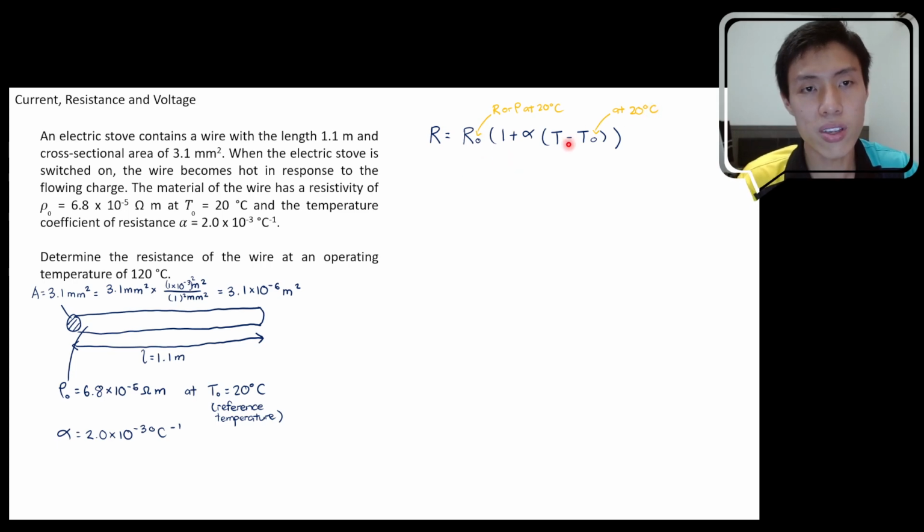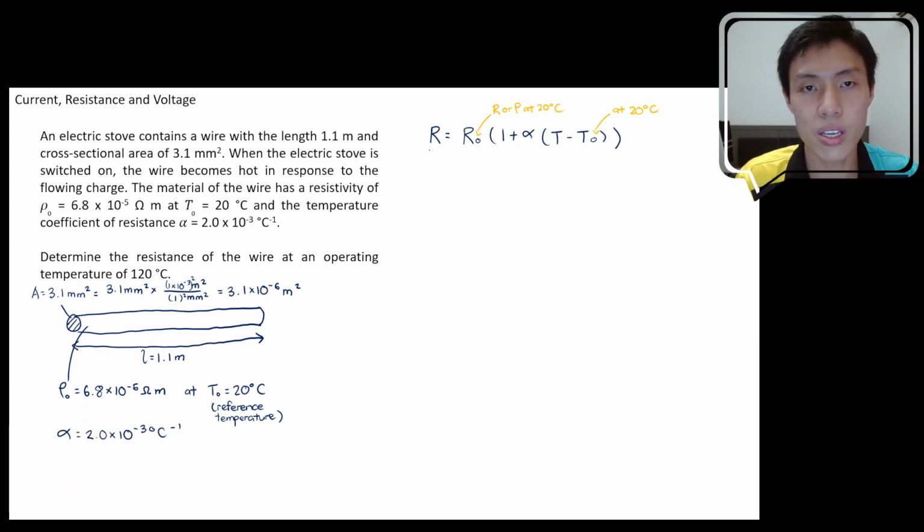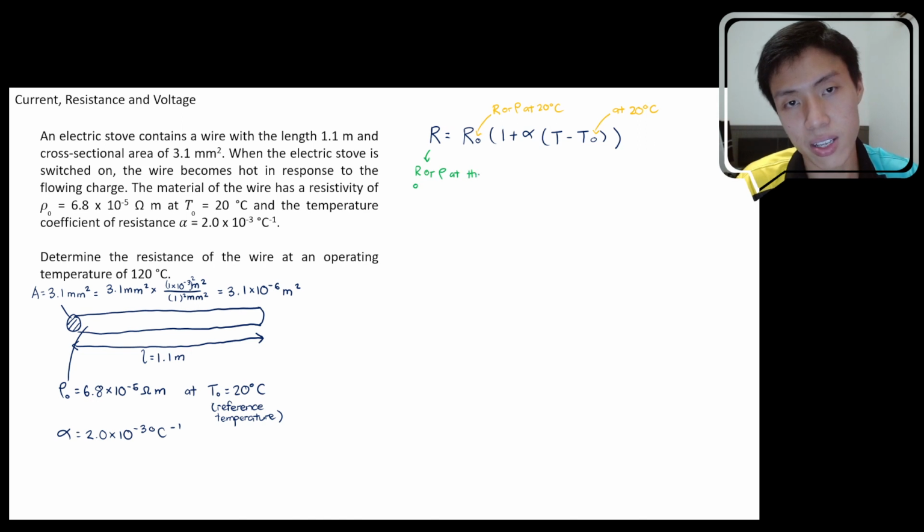Then the symbol that has no naught in it will be the R or the rho at another temperature. Let me write, at the other temperature. I believe you can see that the other temperature for this question will be 120 degrees Celsius. So T here will be referring to the other temperature.